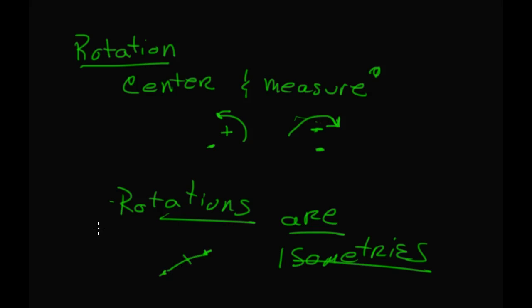So when a segment is rotated, it does not change its length. So this is what makes the rotation an isometry.